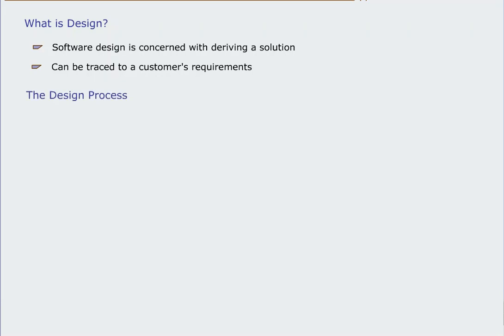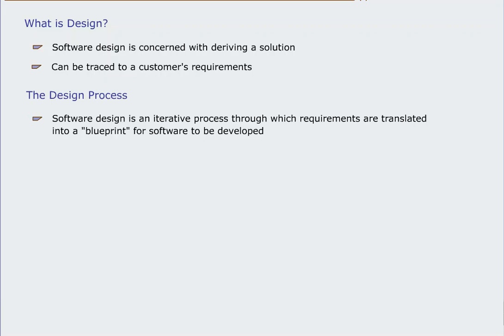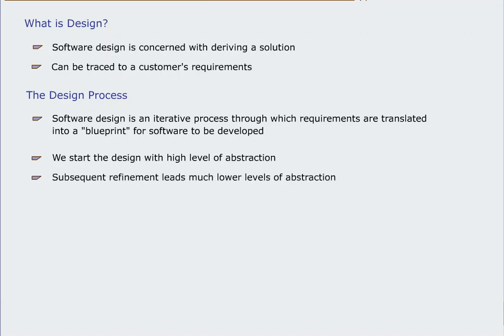The design process. Software design is an iterative process through which requirements are translated into a blueprint for software to be developed. We start the design with a high level of abstraction, which means that the initial design represents the entire system. Initial design can be directly traced to specific data, functional and behavioral requirements. As design iteration occurs, subsequent refinement leads to design representations at much lower levels of abstraction.